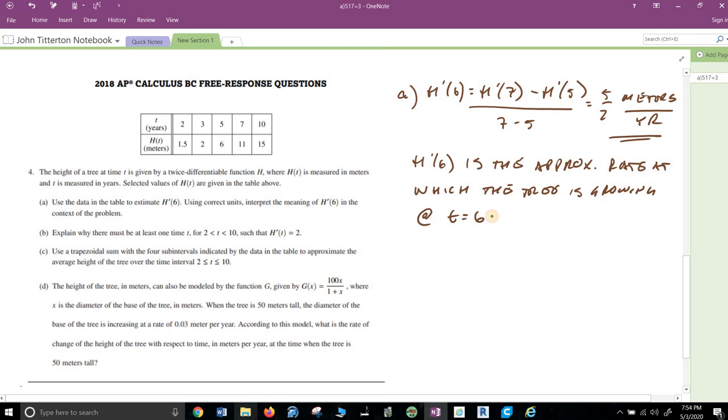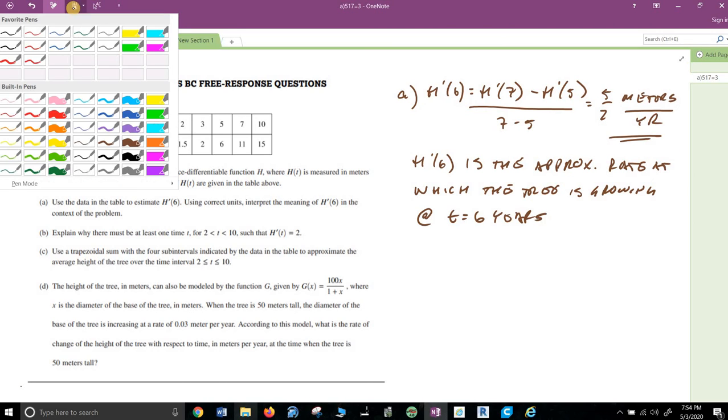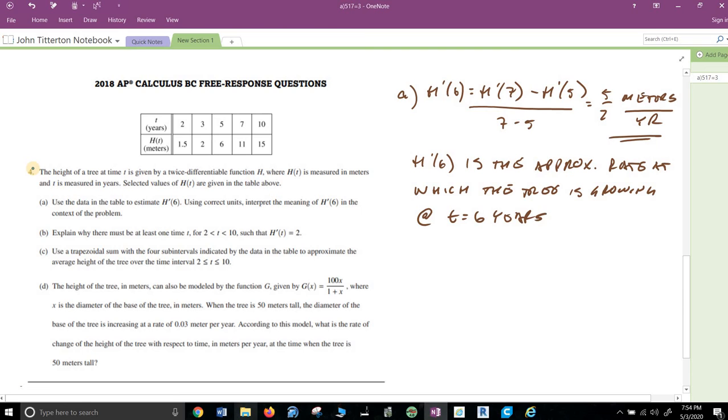At t equals 6 years. Hopefully not too much to write, but it was a bit of a mouthful. Alrighty. So, explain why there must be at least one time between 2 and 10. Let's pick a spot that's nice and clean.